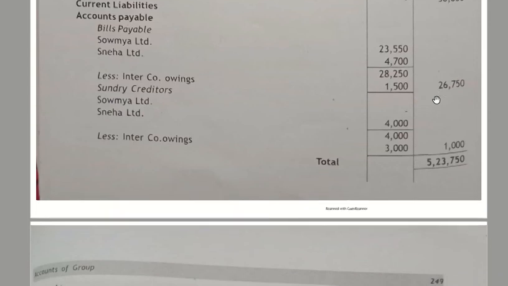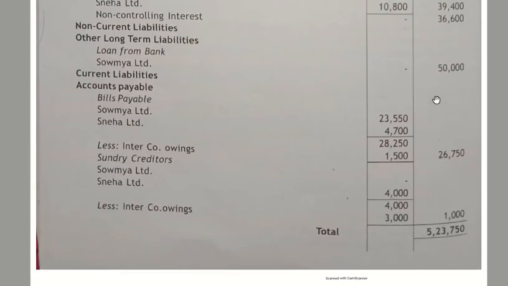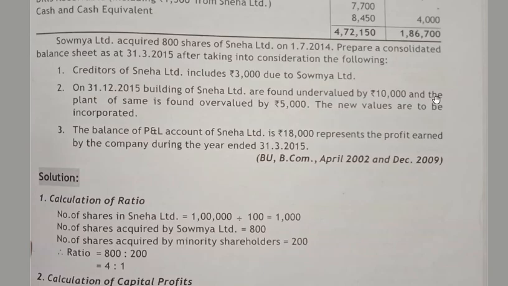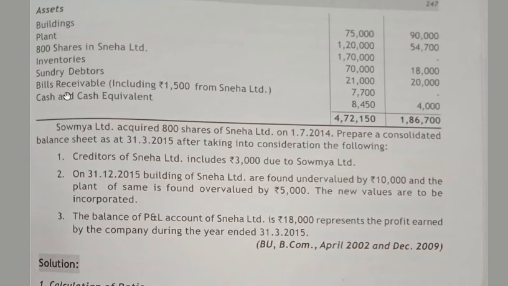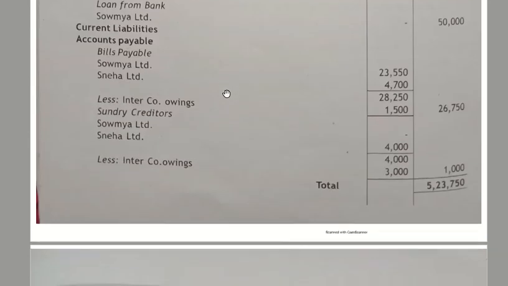So you get 26,750. So you have your intercompany owings, right? Where they have given in your asset, including 1,500 from Sneha Limited. That is nothing but your intercompany owings.